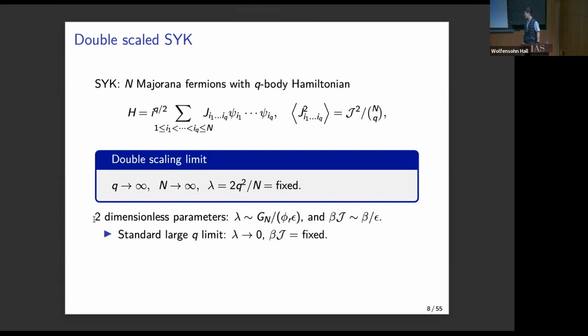Okay. The standard large Q limit is lambda going to 0 with fixed temperature. That is the limit, for example, where the chaos exponent can be finite. So it can be maximal at very low temperatures, or it could be finite at higher temperatures. There's also the triple scaling limit where we send lambda to 0, beta J to infinity, holding this combination of quantities fixed. Okay, that's basically the inverse Schwarzian coupling, and in this limit we expect to recover JT gravity.